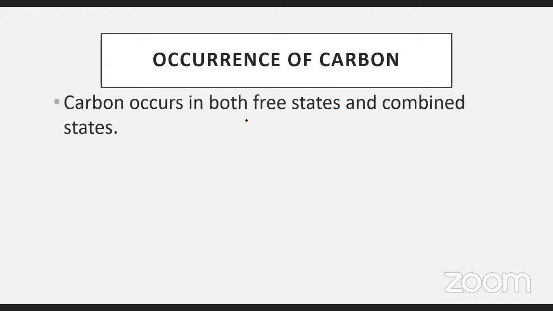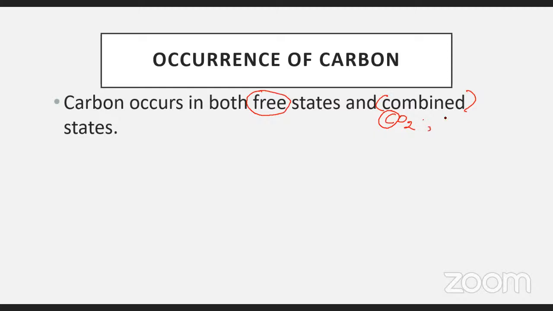So we say that carbon occurs in both free states and also in combined states. What do we mean by free states? When we say free states, this is where we find carbon alone. You find that a substance is purely made of carbon. Then when we say combined states, it means that carbon is combined somewhere, maybe in a compound. For example, if I have a compound like carbon dioxide, within carbon dioxide we have this carbon. So here we say that carbon is found in a combined state.